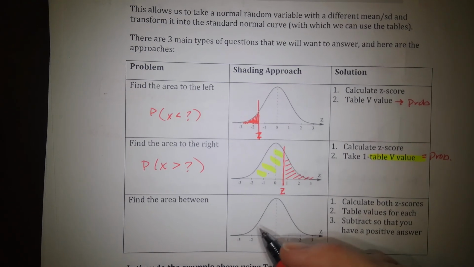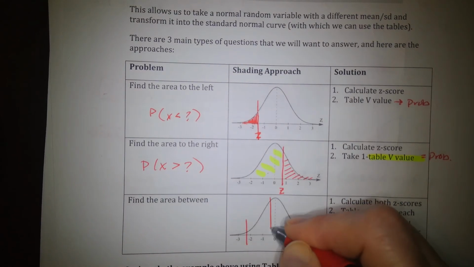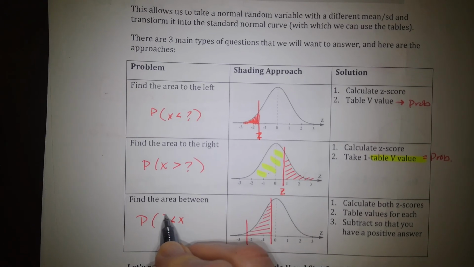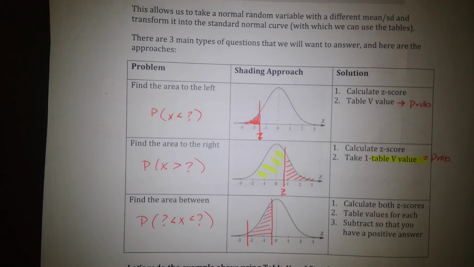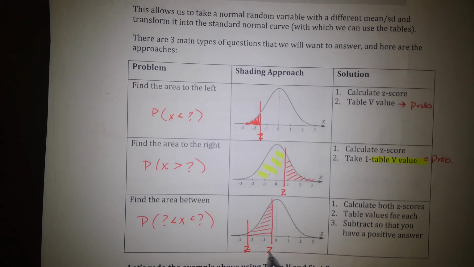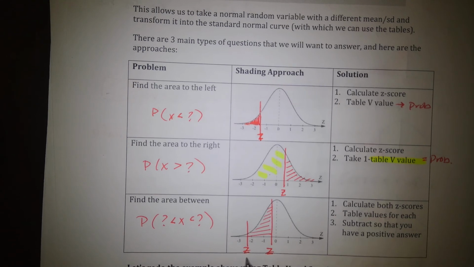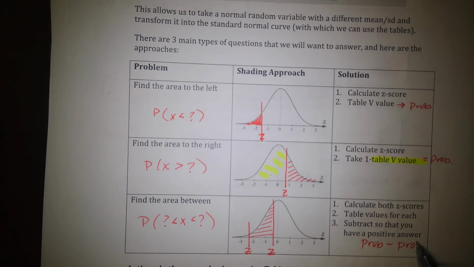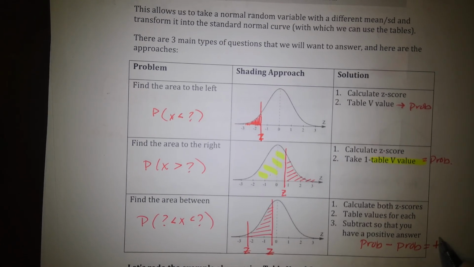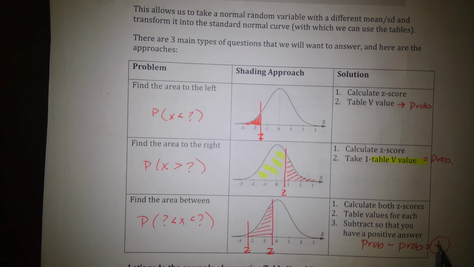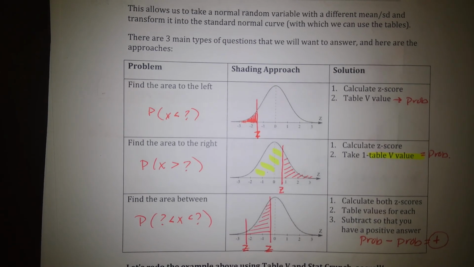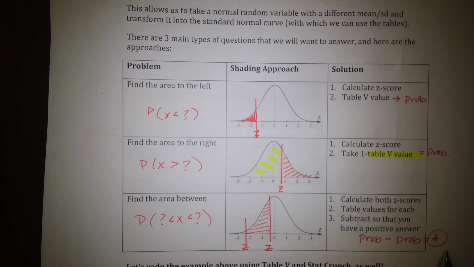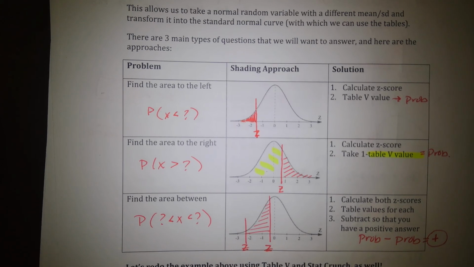If I want to find the area between two numbers, such as the probability that x lies in between two numbers, you're going to calculate both of these individual z-scores, find the table values for each, and then we'll subtract them. So you're going to subtract the probability of the bigger one minus the probability of the smaller one. Make sure you end up with a positive number. If you subtract the opposite direction, you end up with a negative. That would be wrong. Probability can never, ever be negative. Remember, probability has to be a number between 0 and 1. Probability can't be negative. Okay?